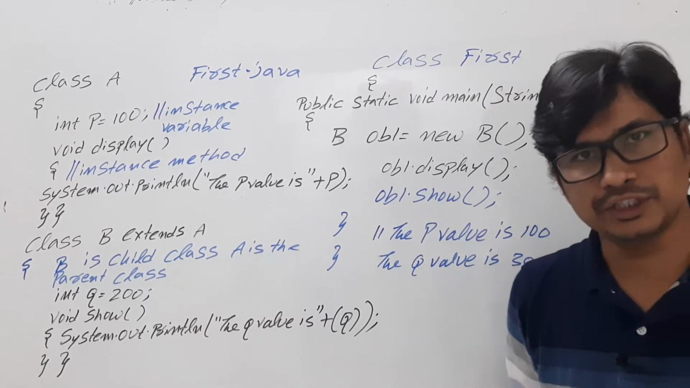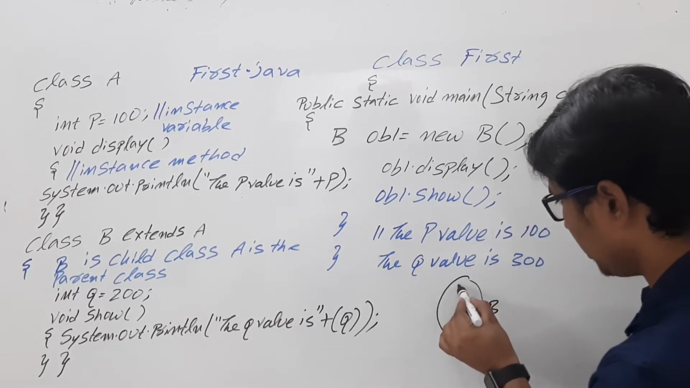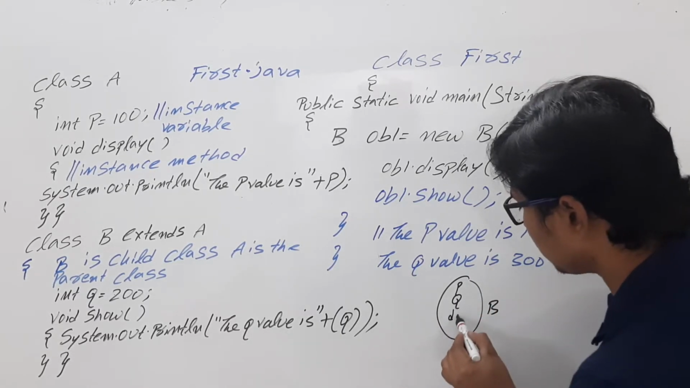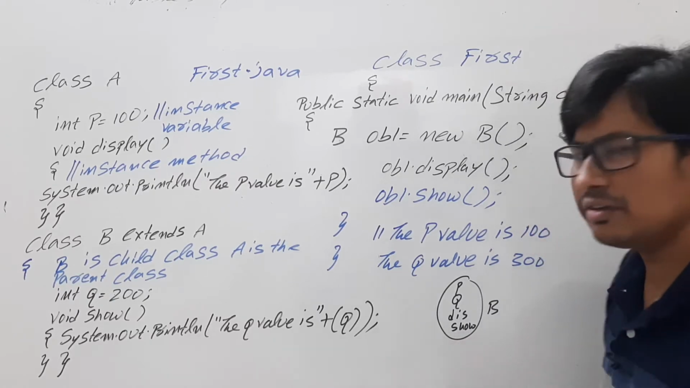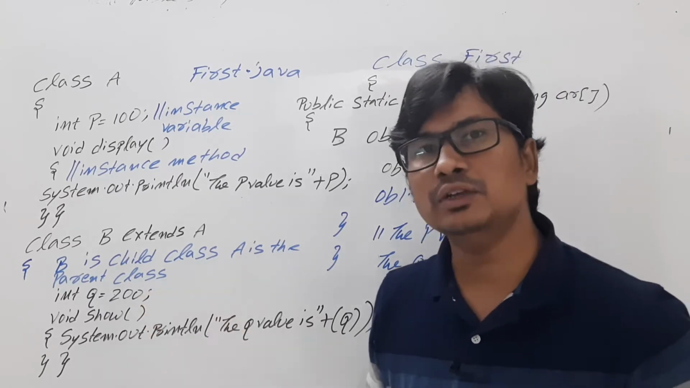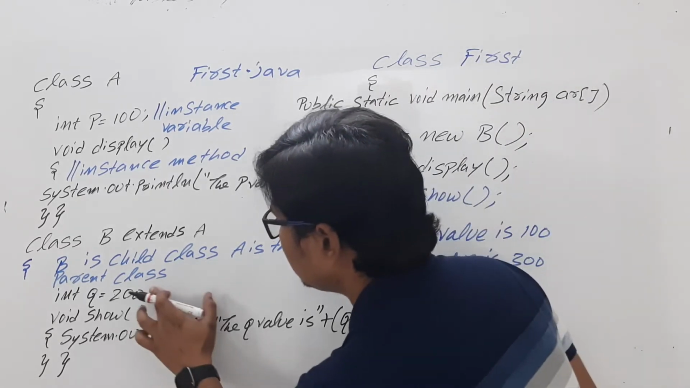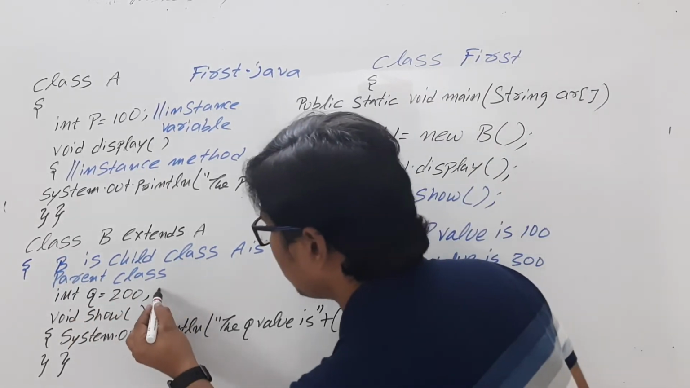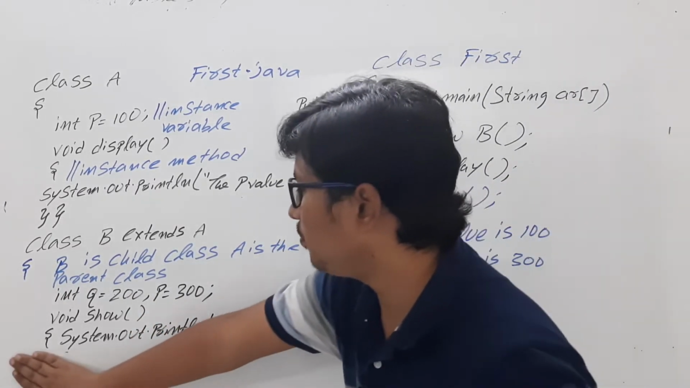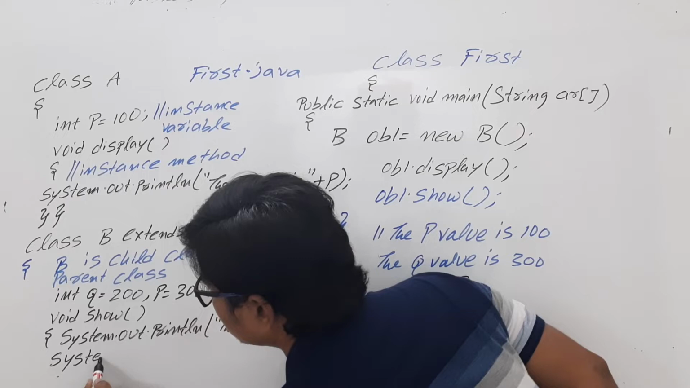Now I have another question. Sir, you are saying that class B will have the variable p and variable q and the display method and then the show method. This is absolutely fine. But can I change this value p = 100 to some other value in the child class? Yes, absolutely you can do it. How can you do it? I can write int q = 200, p = 300. Then here what I will do? I will display the p value. So here I will write system.out.println.